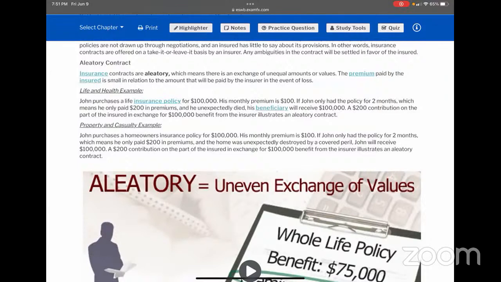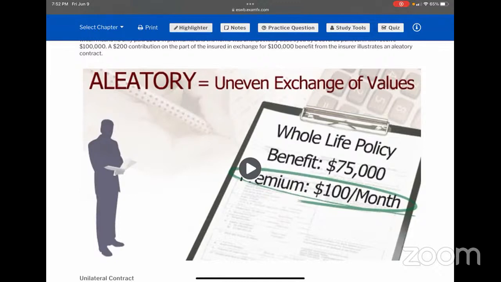All right. Property and casualty example. John purchases a homeowner's insurance policy for $100,000. His monthly premium is $100. If John only had the policy for 2 months, which means he only paid $200 in premium, and the home was unexpectedly destroyed by a covered peril, John will receive $100,000. A $200 contribution on the part of the insured in exchange for a $100,000 benefit from the insurer illustrates an aleatory contract. This is why we talk to people about life insurance, right? Because they're taking little dollars to get big dollars in an unexpected, untimely demise. So aleatory is uneven exchange of values. That's all it is.